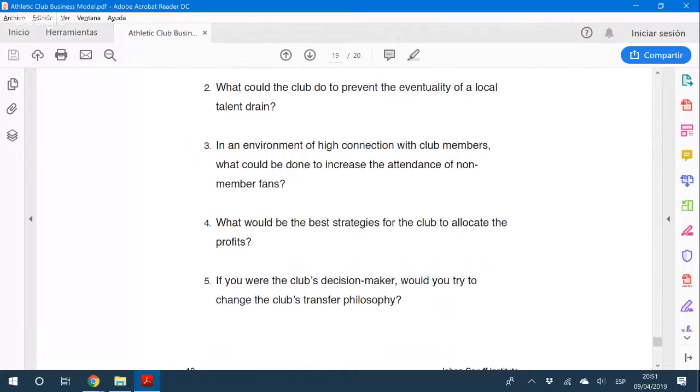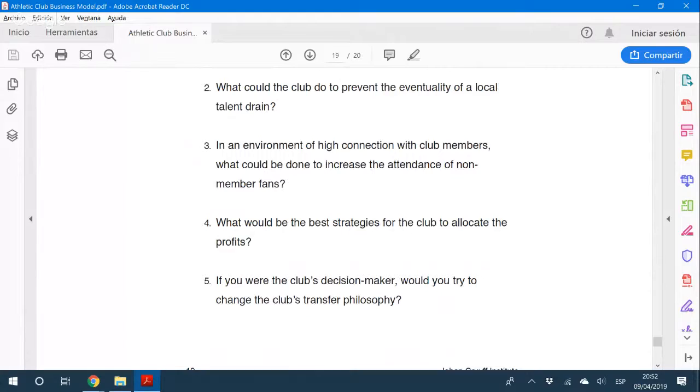The fourth question will be: in your opinion, what would be the best strategies for the club to allocate the profits? This is one of the few clubs in Spain that are not public companies, and that are basically non-profit sports clubs. Obviously, a non-profit sports club playing in a hyper-professional league is a little bit paradoxical, but it is like this. Since they technically can't have profits, what would you do with the amount of money that they have as an excess every year?